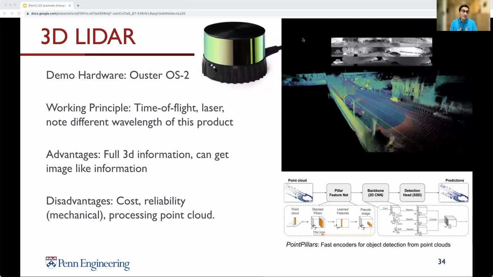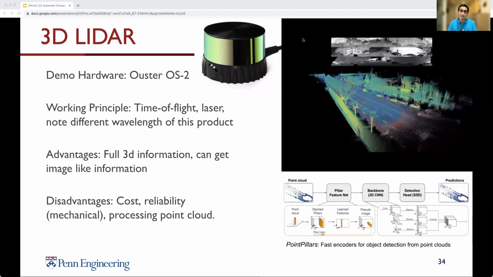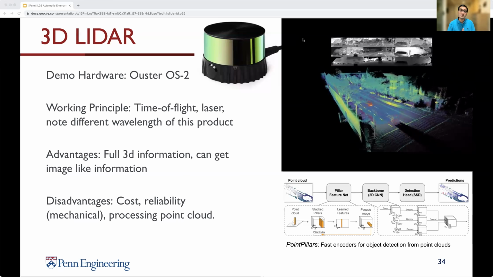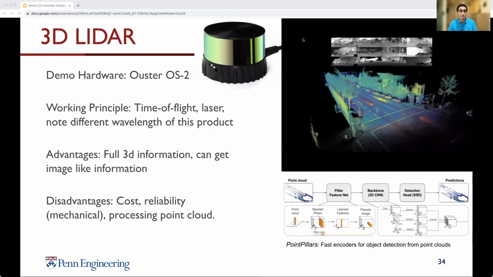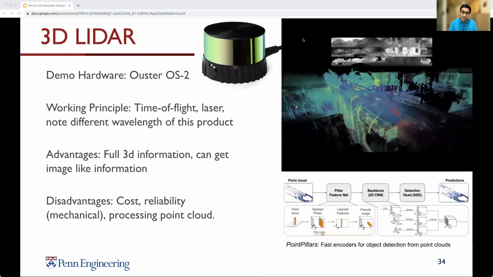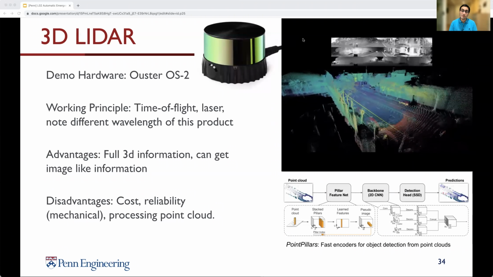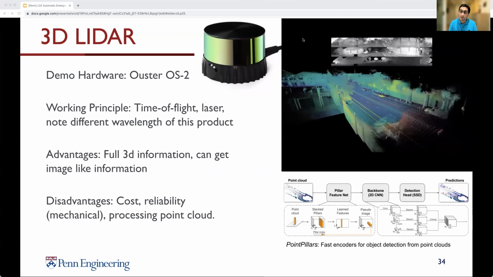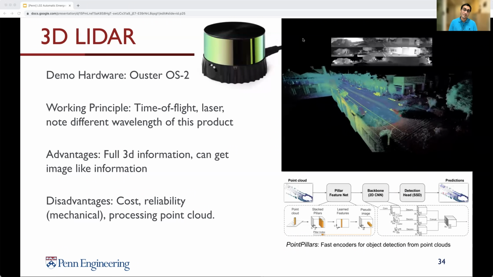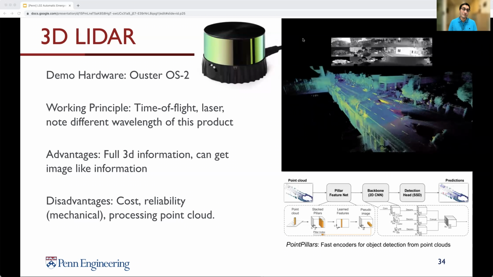So processing the point cloud is also very compute intensive, and you get tons of points of data that you have to process in real time. So most LiDARs have ROS drivers and also GPU point cloud processing in CUDA that makes it effective to do in real time.